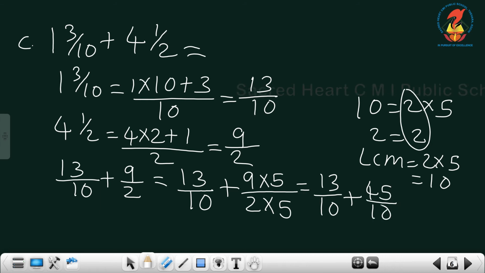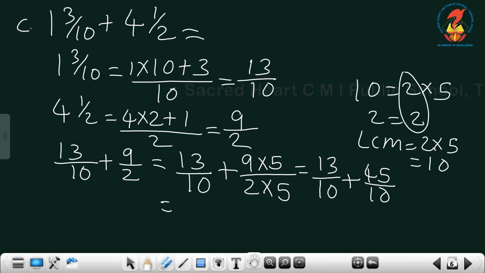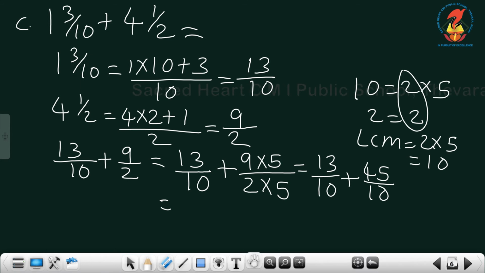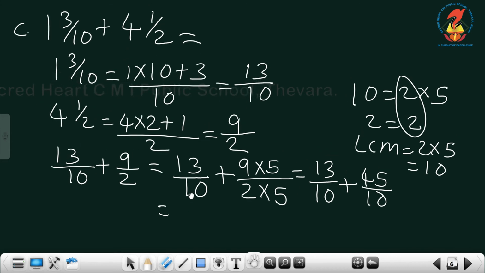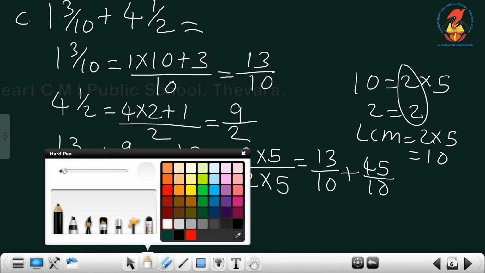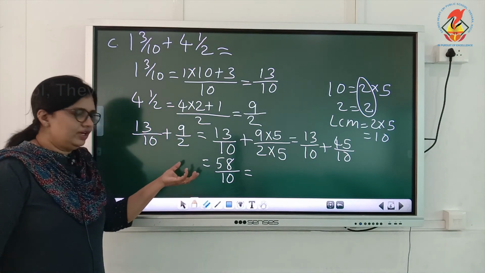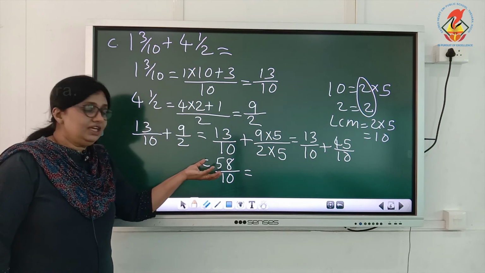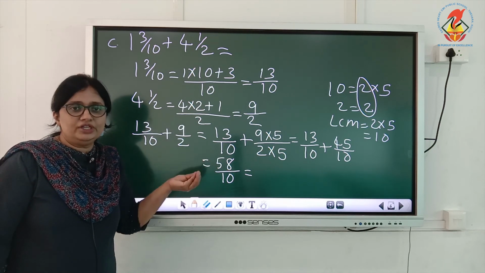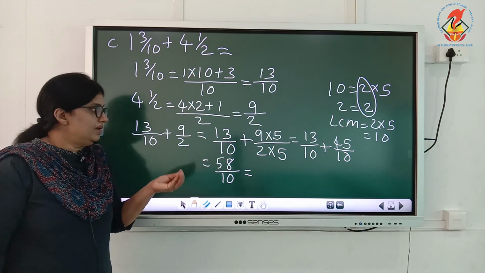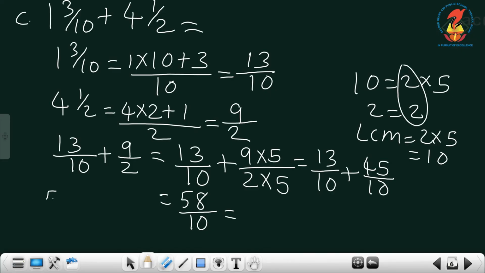Answer is what? What is the answer here? 45 plus 13, 58 divided by 10 only, right? 58 divided by 10. See, I have told you, right, whenever you are getting an improper fraction, you need to change it into what? Mixed number. How? 58 divided by 10.